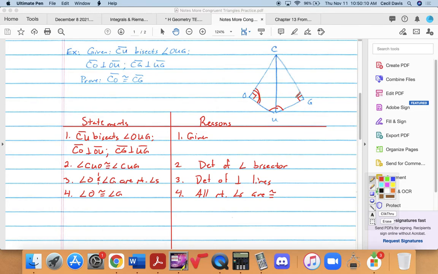So now I've got two pair of congruent angles. Is that enough to prove the triangles congruent? No. You could say that CU is congruent to CU by the reflexive. Exactly. We could say that segment CU is congruent to segment CU by the reflexive property.